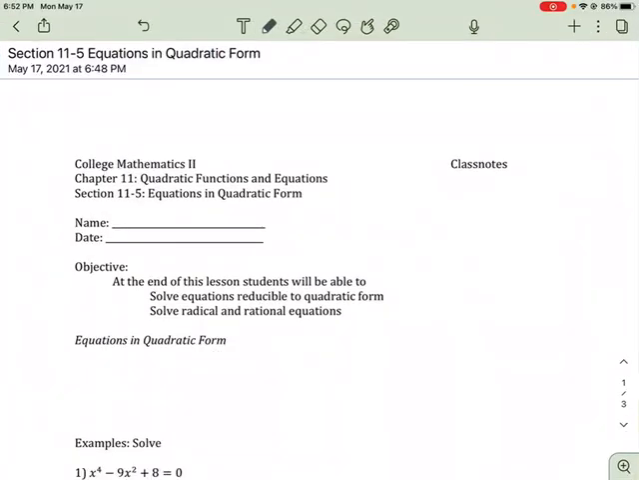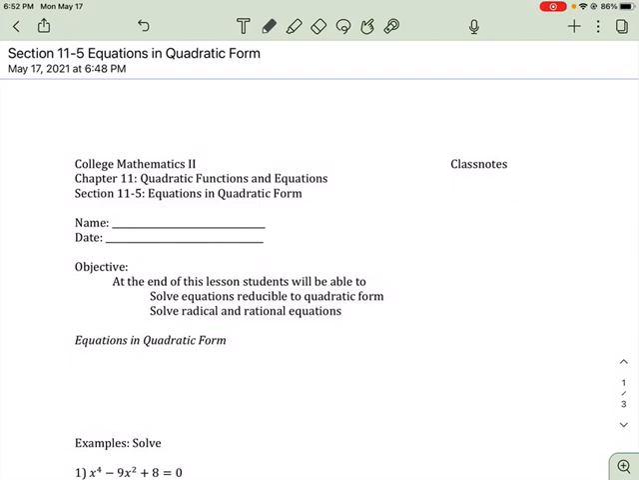Hi everyone. So today we're going to work on what are called equations in quadratic form. So basically we're going to work on using the solving of quadratics with equations that look really a lot harder, but if you simplify the problem to a quadratic, it becomes really easy.